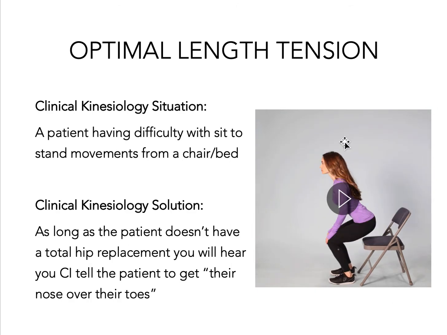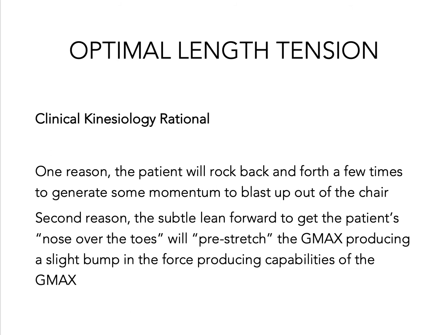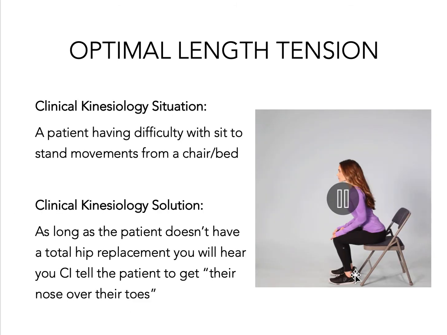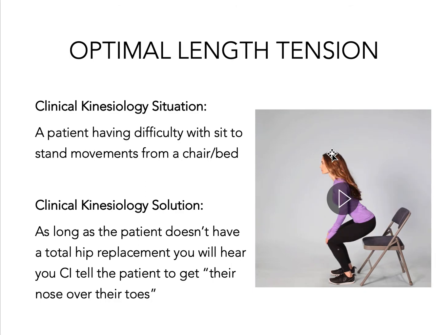So why is the CI giving the patient these commands? One reason, the patient will rock back and forth a few times to generate some momentum and blast up off the chair. So the first reason is to create momentum. The second reason is to actually pre-stretch gluteus maximus, producing a slight bump in the force-producing capabilities of gluteus maximus. So as we get the nose over the toes, we slightly pre-stretch gluteus maximus, coming back to this curve.